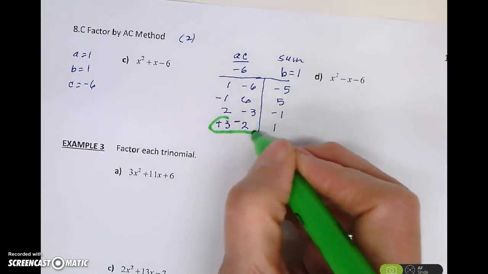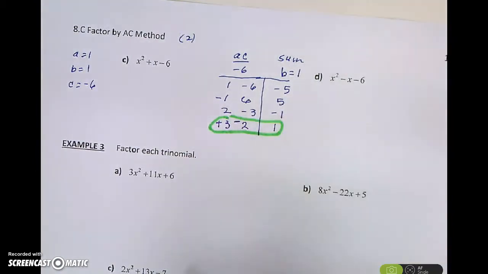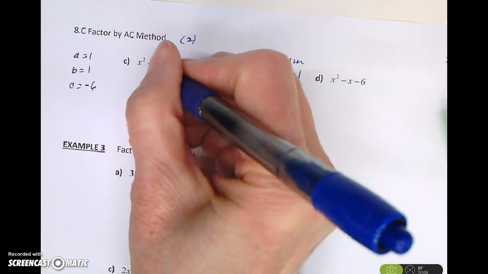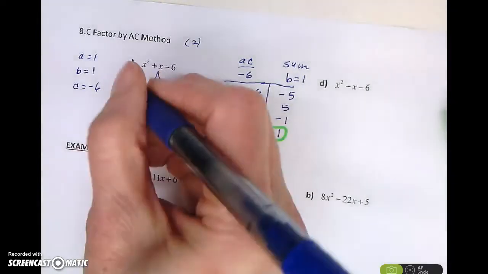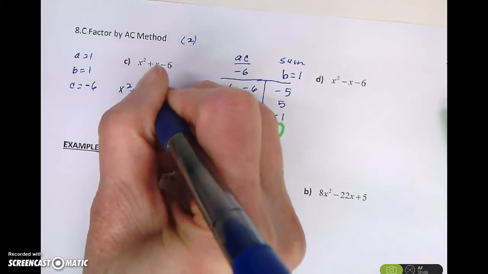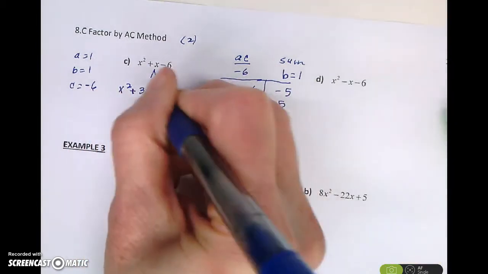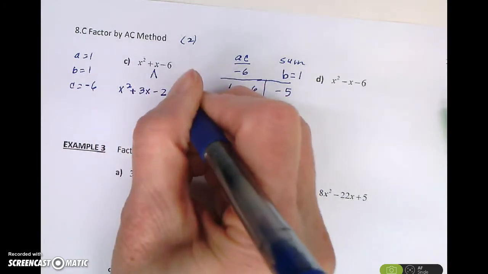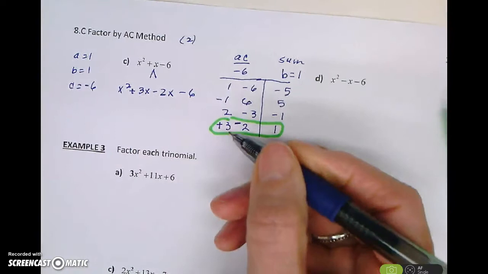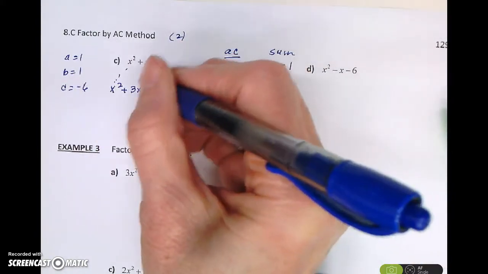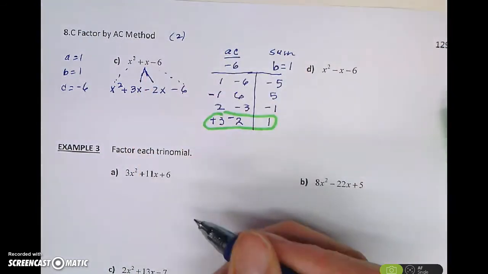So that's going to be this pair right here, 3 and minus 2. So I will rewrite the middle term with a plus 3 and a minus 2. So I'm going to have x squared plus 3x, notice with the x in there, and then minus 2x. So 3x minus 2x is 1x, and then minus 6. So that comes from there, and then this splits into those two.